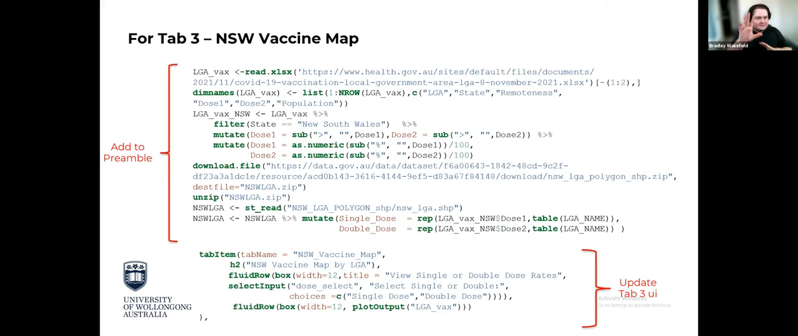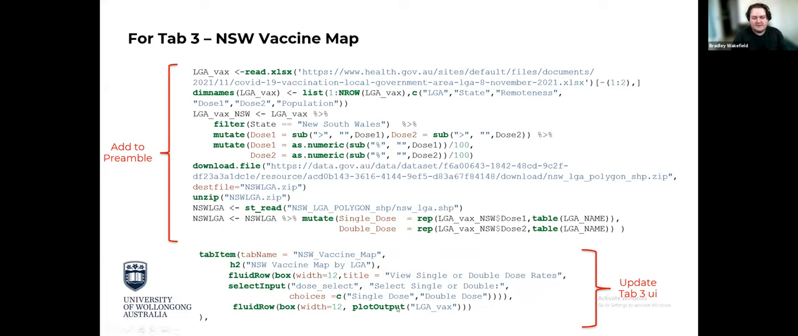Right, the last interactive one I want to add in is this New South Wales vaccine map. So again, we're going to load in all the stuff we had before. We're going to add that to the preamble, all the things we did before to get the data set ready. But now I'm going to add in again the select input, but this time I'm going to only give it two choices, a single dose or double dose. And so I'm going to allow the user to pick whether or not they want to see the New South Wales map for a single dose vaccine rate or a double dose vaccine rate.